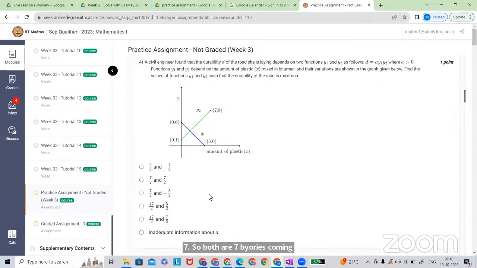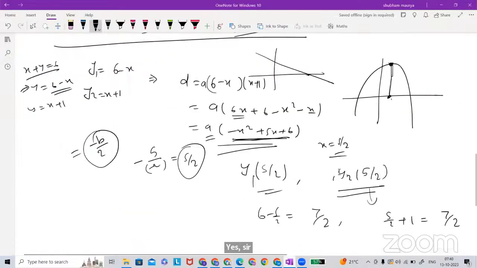Okay. Now is that clear? Yes, sir, clear. I have also got the same answer, but I am confused with 5 by 2 and 7 by 2. Okay. Subhi is the next one.